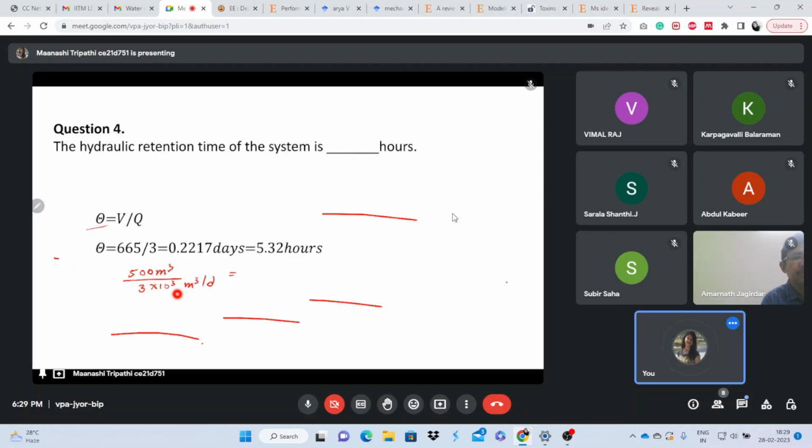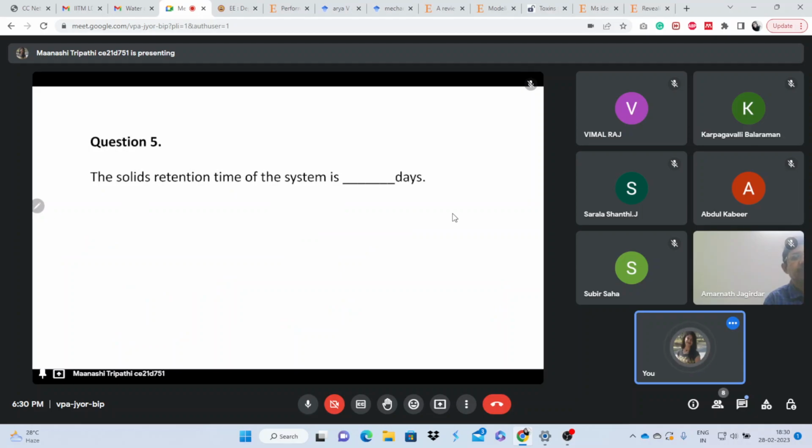This will give the answer in days, then we can convert it into hours. Okay, so this will be your solution. Please correct it.